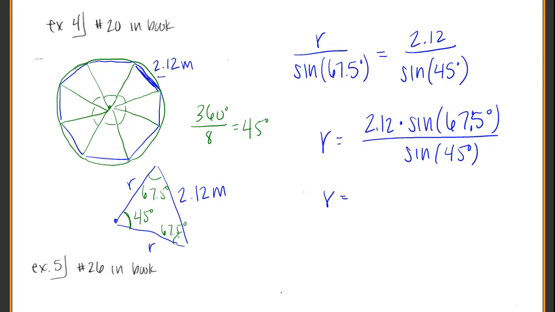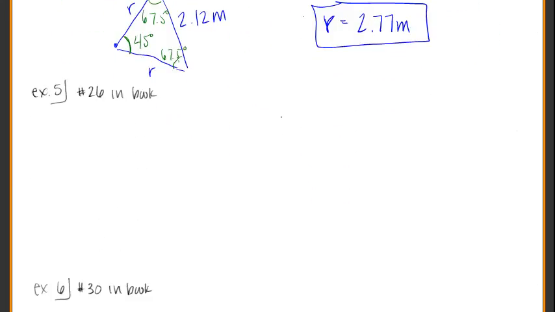And since the only piece of information they gave us is 2.12 meters, let's go to 3 significant digits. So it looks like R is going to be 2.77 meters. Box that up, and we're done with this problem.